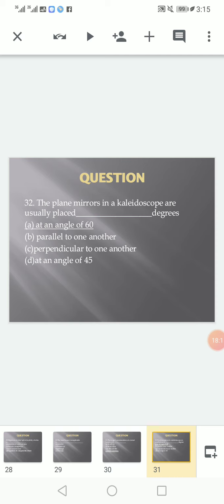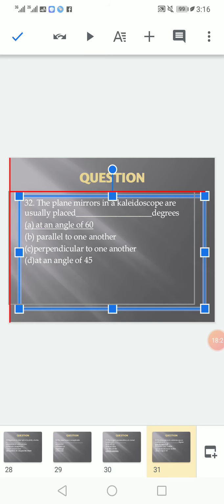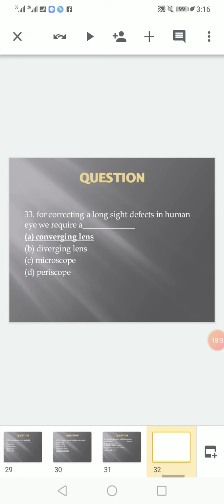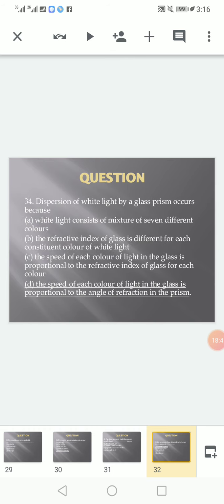The plane mirrors in a kaleidoscope are usually placed at an angle of 60 degrees. I need you to read more about this. For correcting a long-sighted defect in humans, we use what is called a converging lens. So for long sight defect, we use what we call a converging lens.